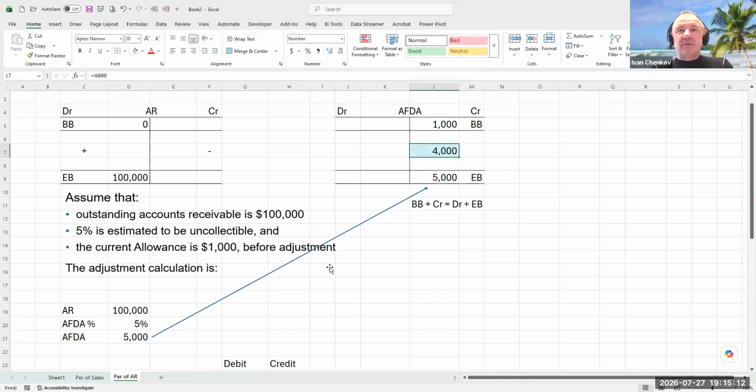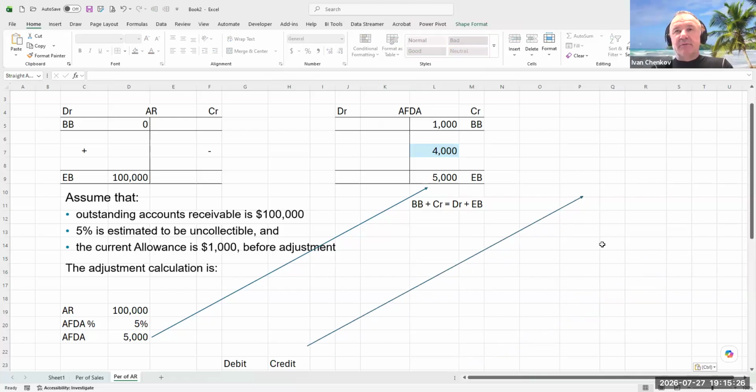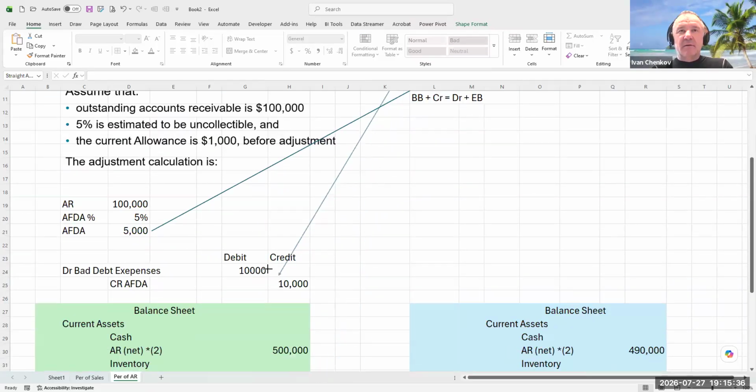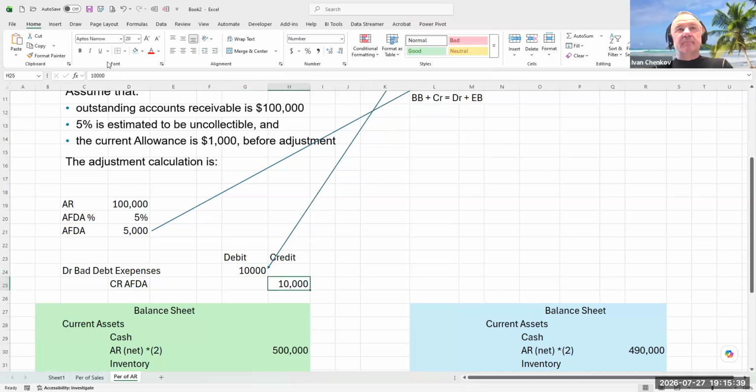And that $4,000 is going to go now directly in my journal entry. So once I have this arrow, I'm just going to flip it the opposite way and grab this 4,000 to come right here as part of my journal entry. So in that case, the bad debt expense is going to be for $4,000. And the allowance for that account is going to be $4,000.